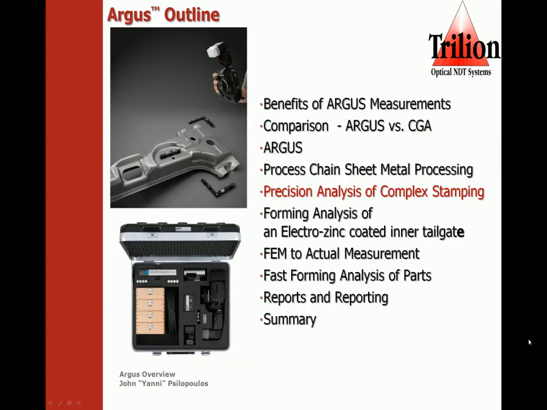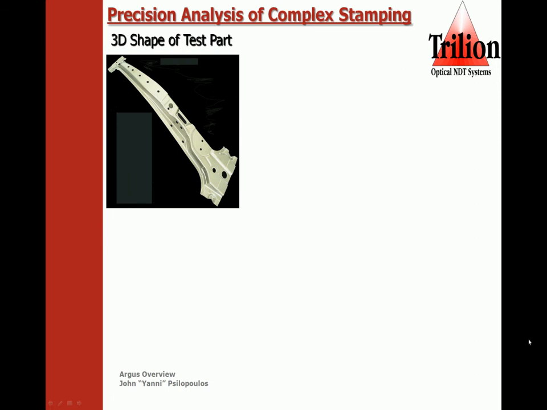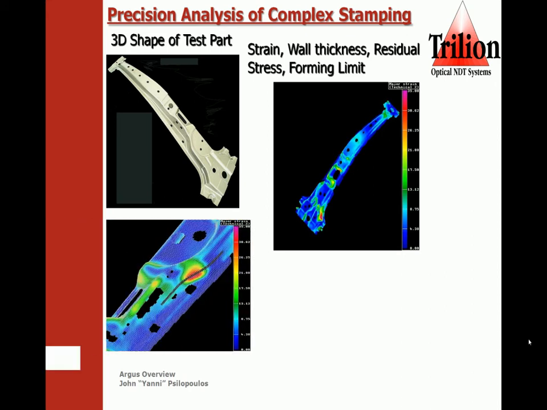Now we're going to show you the precision analysis of complex stamping. Here's a 3D shape of a test part. Now you're seeing the full field end result of the ARGUS formability system, which is showing you strains, wall thicknesses, residual stress, and forming limits.